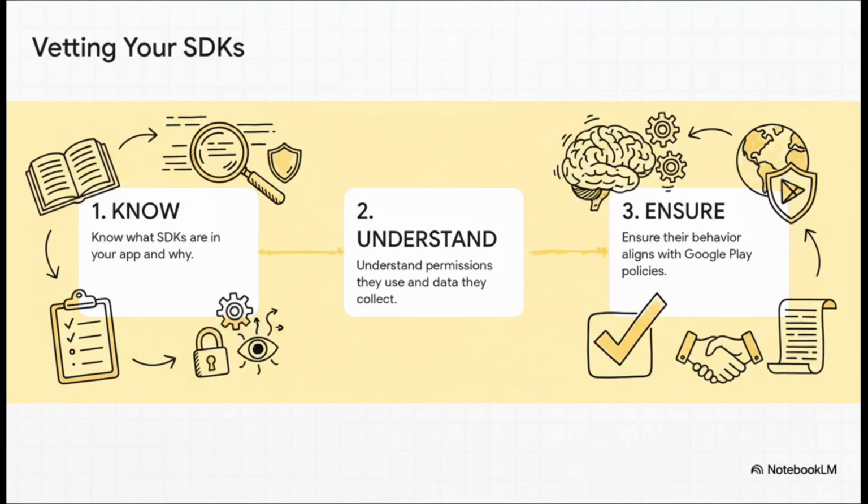So here's your action plan. It's a simple 3-step process. First, know. Seriously, do an audit. What SDKs are really in your app, and can you honestly justify why each one needs to be there? Second, understand.